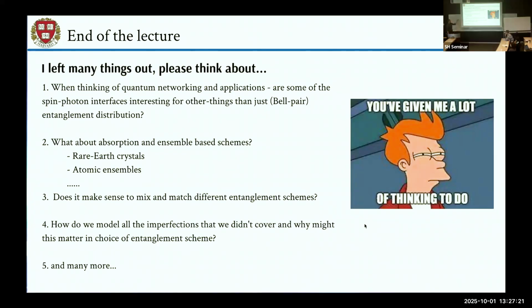We didn't at all cover absorption on sample-based schemes, so please do yourself a favor and look into that on your own time if you want to. I'm not going to cover it in any lecture tomorrow. I'm going to switch completely to applications. Does it make sense to mix and match different things? In what case would you want to use a mono photon source and spin-photon emission, for example, and whatnot?